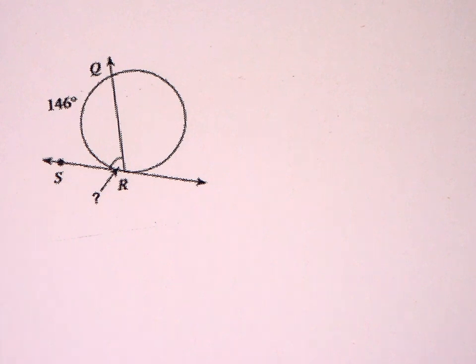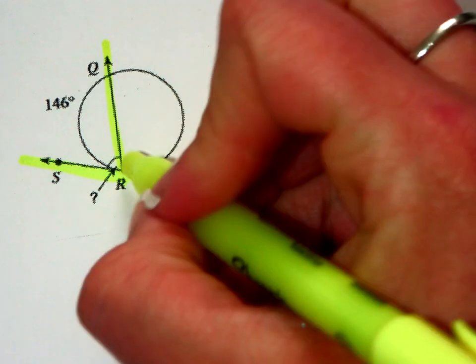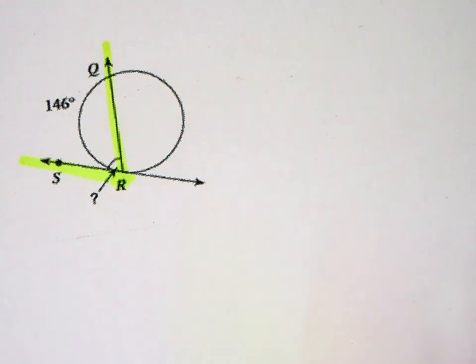Today's lesson is about angles, chords, and segments inside a circle. So let's go ahead and get started. The first piece of information we're going to want to look at is how to find this angle measure. So this angle is located on the circle. Its vertex is located at point R.